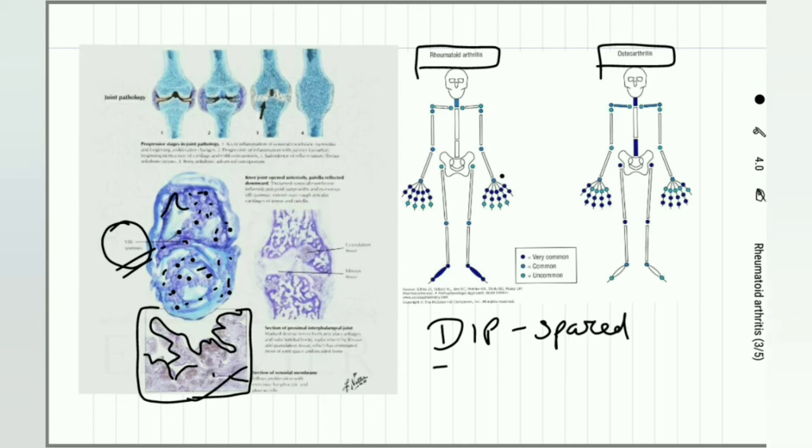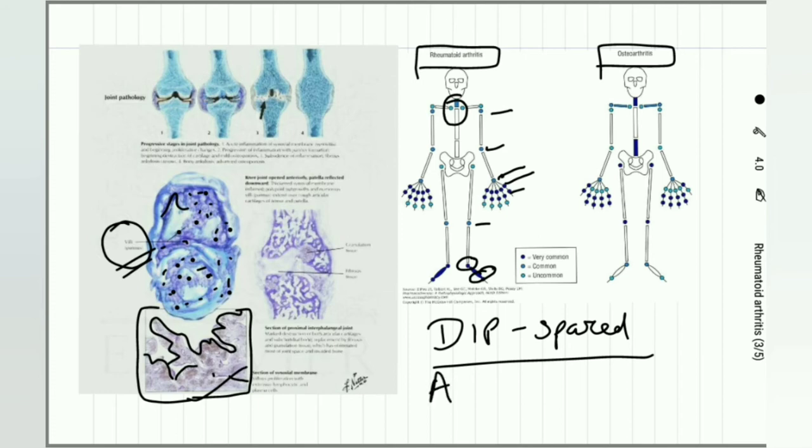The DIP is spared. So it mostly involves the PIP, that means the proximal interphalangeal joint, the metacarpophalangeal joint, the wrist joint, elbow, shoulders, knee joint, ankle, and the metatarsophalangeal joint, tarsal joint, intertarsal joints. The DIP is spared. Also note here the axial skeleton is not involved, but only the atlantoaxial part is involved.